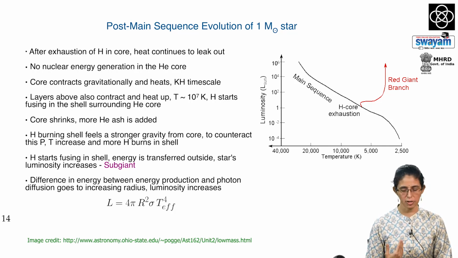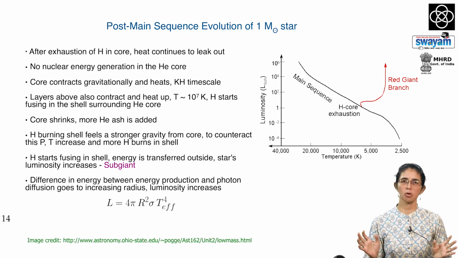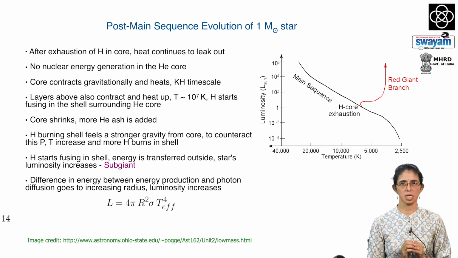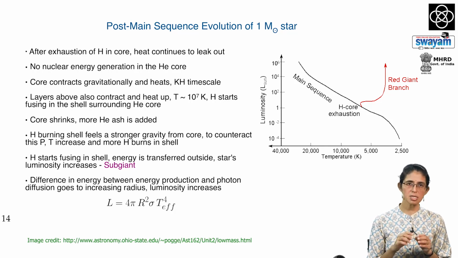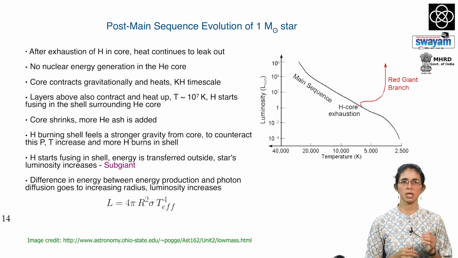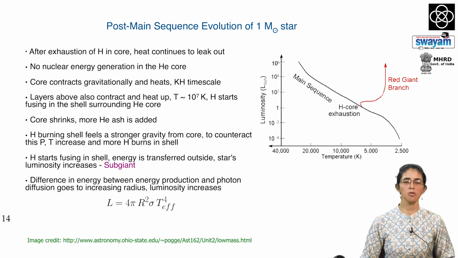This happens on Kelvin-Helmholtz time scales, and along with the core, the layers above the core contract as well. When I am saying the core, I am talking about the helium ash that is present in the center. The layers above it, which are made of hydrogen, also contract along with this, and this contraction heats up the layers which are close to the core. Now, in these layers just above the core, the temperature and pressure conditions reach such that hydrogen fusion can be initiated. So, hydrogen now starts burning in a shell around the core.